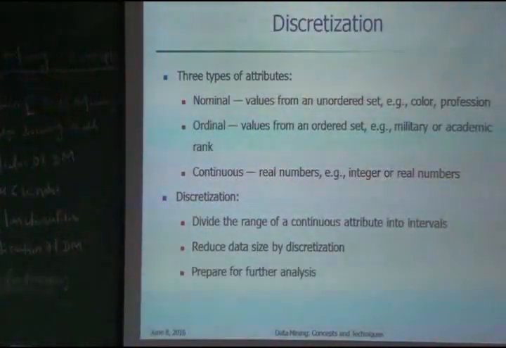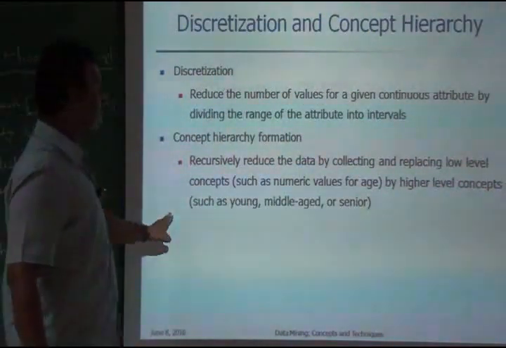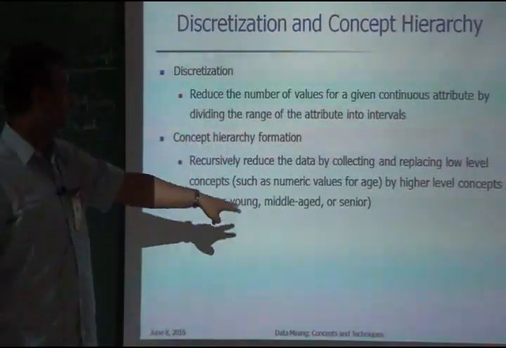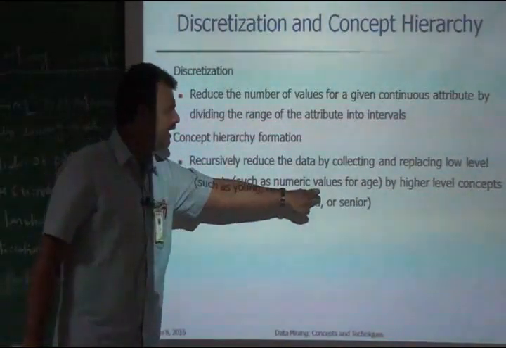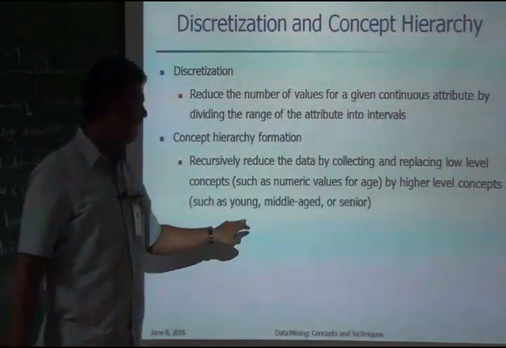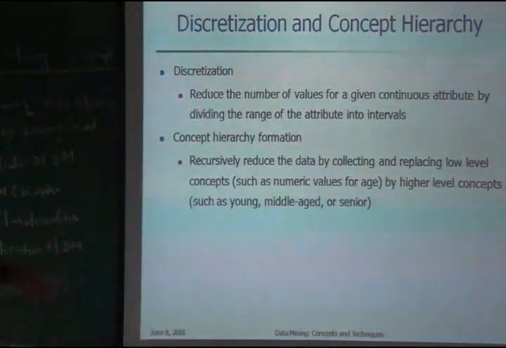The next one, data discretization. What is the difference between discretization and concept hierarchy? When we partition the data into different intervals, it is called discretization. But in concept hierarchy, we replace the lower level concept with the higher level value. For example, age can be replaced by the higher level concept: young, middle aged, or senior.